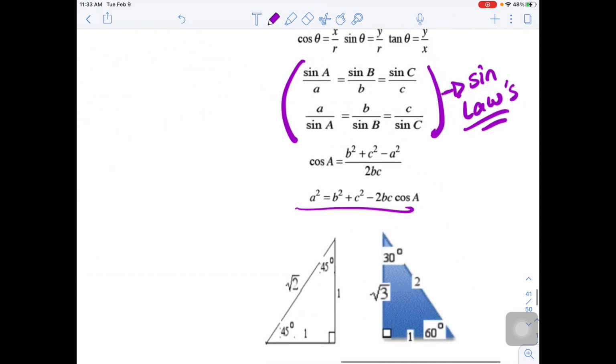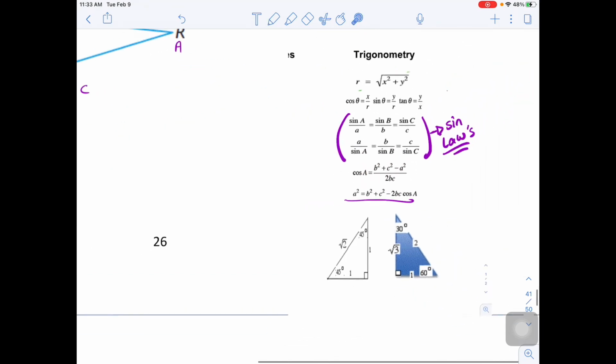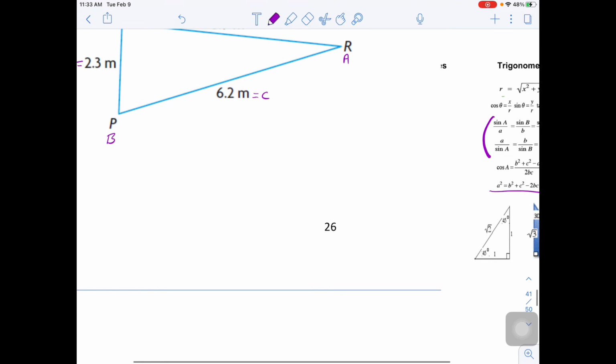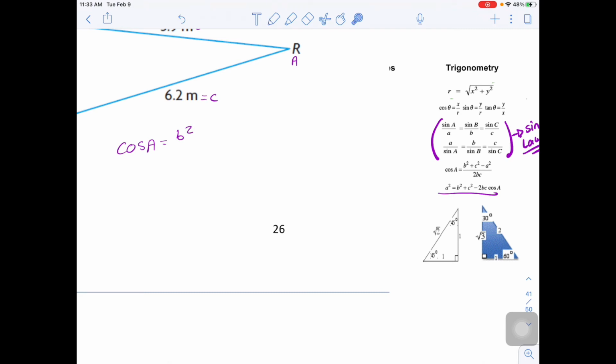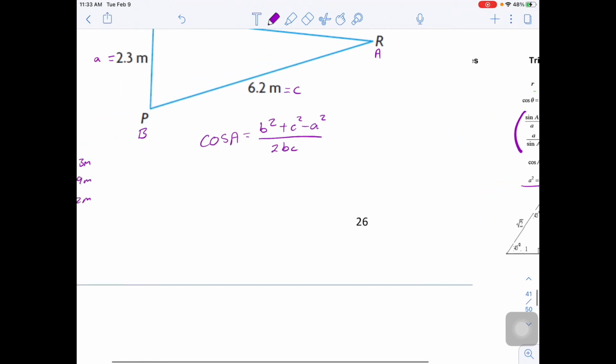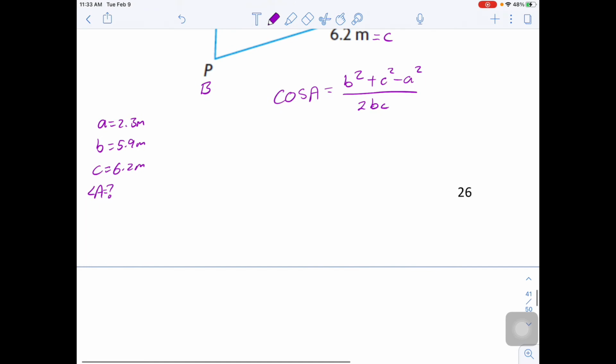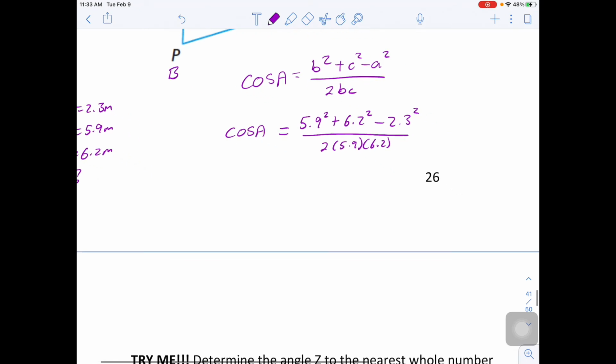So now we can go over here and notice, hey, I have all of these things and it's already set up the exact way I would like it. So cos A equals B squared plus C squared minus A squared over 2 times B times C. And now I have these values to plug in. So 5.9 squared plus 6.2 squared minus 2.3 squared over 2 times 5.9 times 6.2. And this is going to be the cos A ratio.